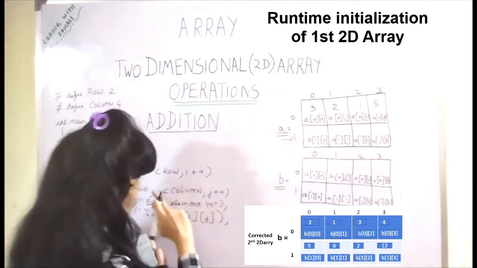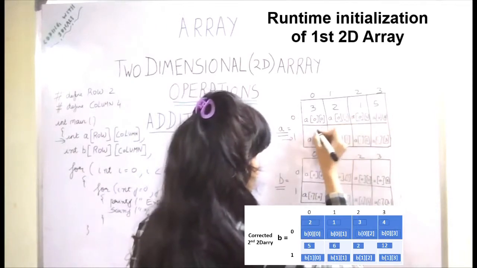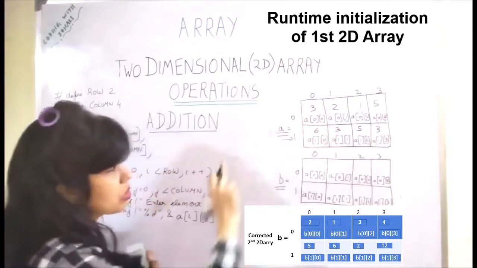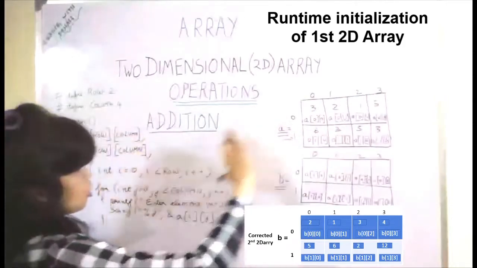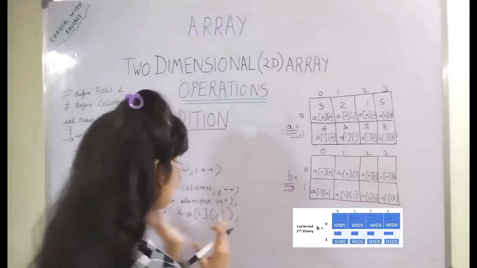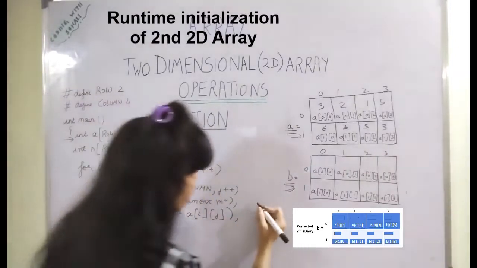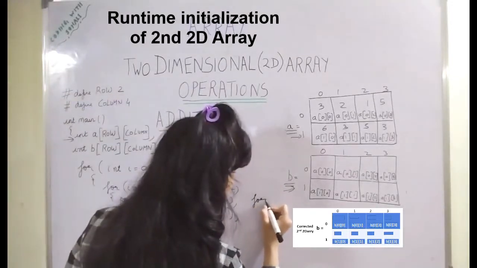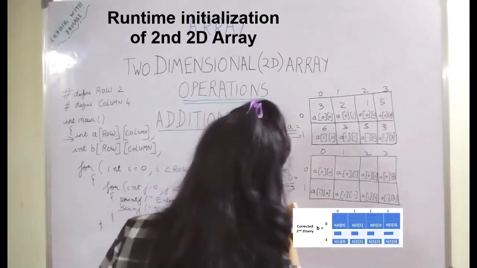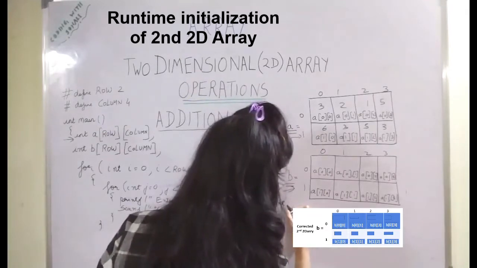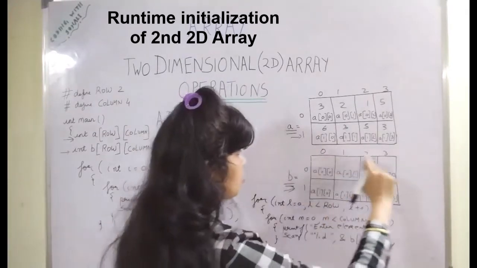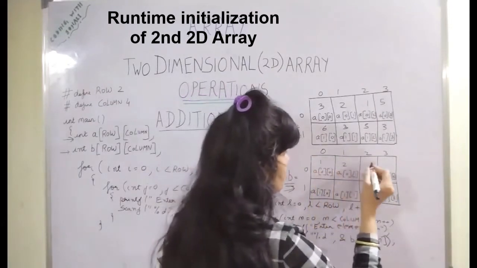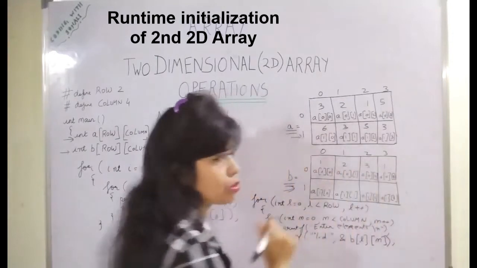After completion of this, you take the input and fill it here. The user gives these values, and we fill them in our array. So this is how we do the runtime initialization of the first 2D array. We will do the same thing for the second 2D array. I will write the code here because there is no space here. Again I will take the for loop, then integer, say I am saying l is equal to 0, that is for the 0th row. We will fill each column. Suppose the user gives 1, 2, 3, 1, like this.